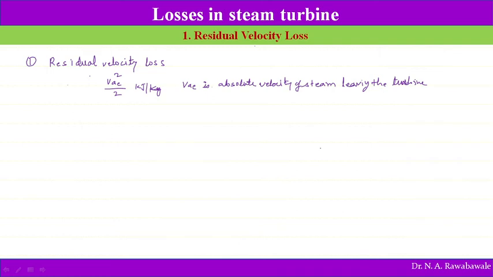The residual velocity loss may be about 10 to 12% in a single stage. So this is per stage. If there are a number of stages, then that will be multiplied. This can be reduced by using multi stages. Overall loss can be reduced by using multi stages.